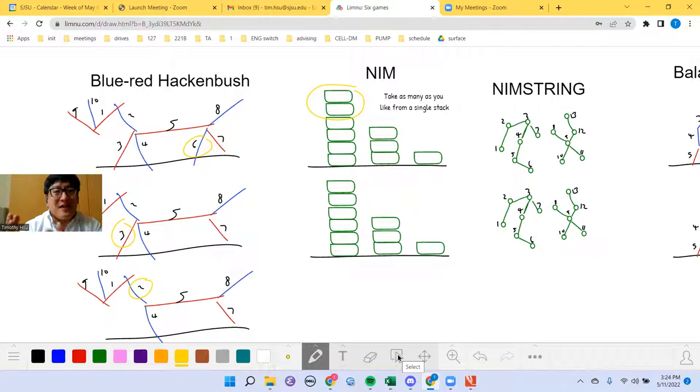Okay. Oh, in that case, I want to change my answer. Let's delete the one that's by itself. Okay. So you want to delete the lone guy. Yeah. All right. That's right.